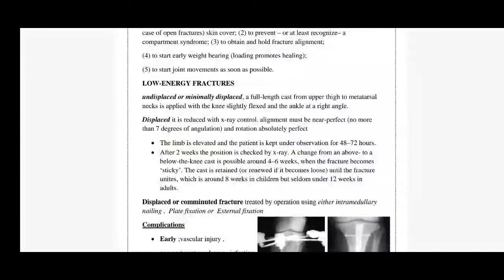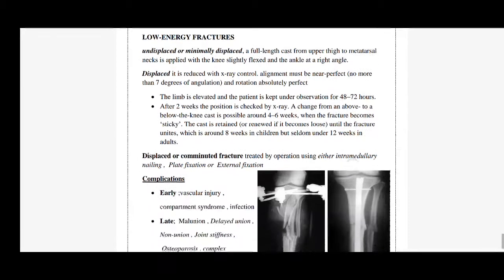Low energy fracture, usually undisplaced or minimally displaced, is treated by full length cast, above knee cast, later on, and delayed weight bearing. Displaced fracture is reduced under X-ray control. If alignment is near perfect, 7-degree angulation as we say, and rotation is absolutely zero or perfect, the limb can be elevated and kept under observation for 2 to 3 days. Then after 2 weeks, the position is checked again by X-ray. Any problem, go for surgery. If maintained, continue in full above knee cast for 4 to 6 weeks.